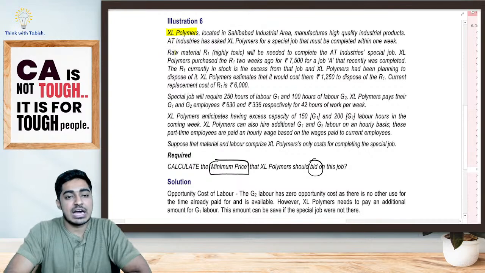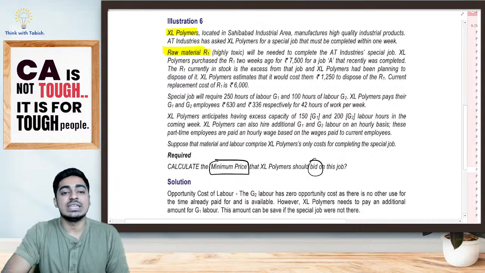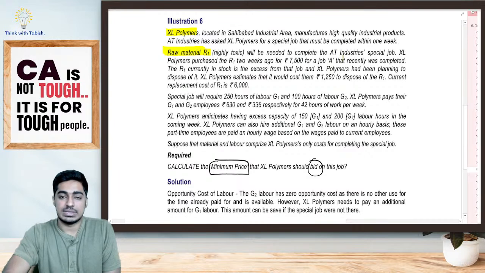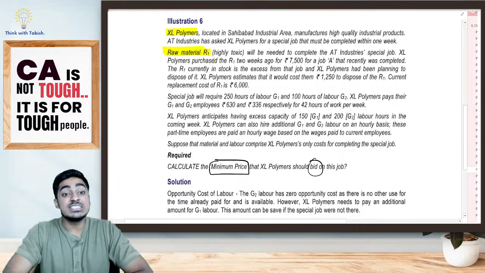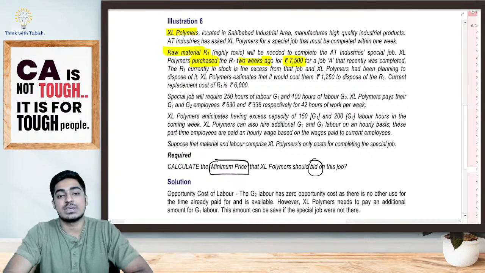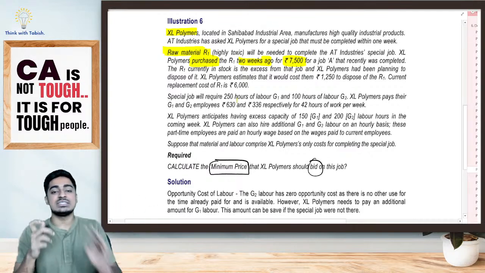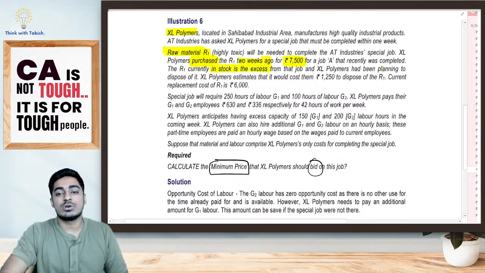Firstly, raw material R1. What is this raw material R1? Raw material R1 is highly toxic and will be needed to complete the job. Now Excel Polymers purchased R1 2 weeks ago for 7,500. What we did was, 2 weeks ago we already purchased this raw material. It is in stock in excess from that job, and the company was planning to dispose of it.